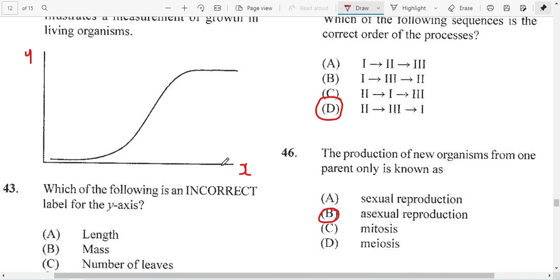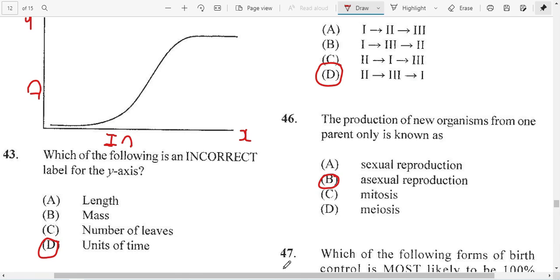Now, on the x-axis, you're going to be having your independent variable, and of course, on the y-axis, you are going to be having your dependent variable. Now, here, the independent variable is going to be units of time, and units of time could be second, minutes, hour, day, week, month, year, decade, and it goes on and on. So our best answer for 43 is of course going to be D. I will move on to question 44.